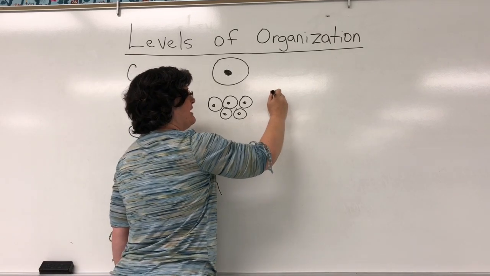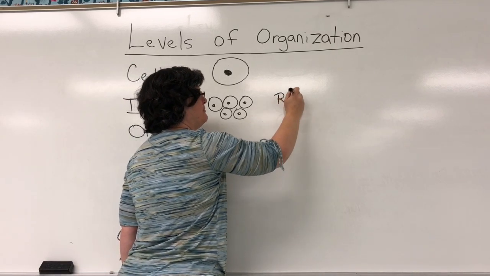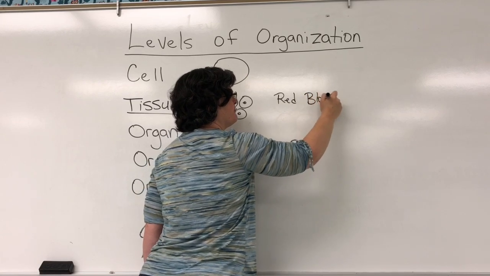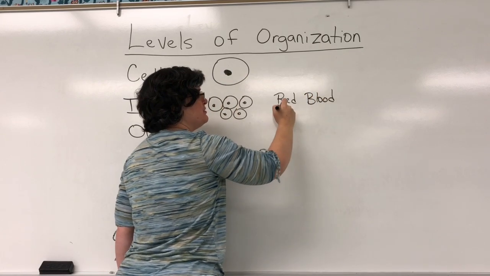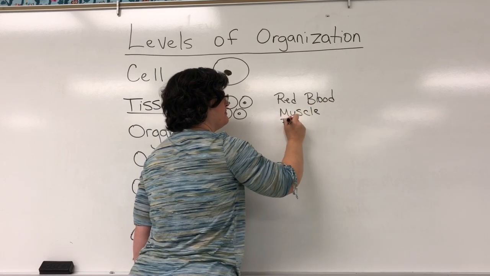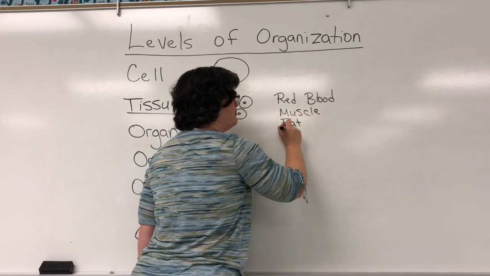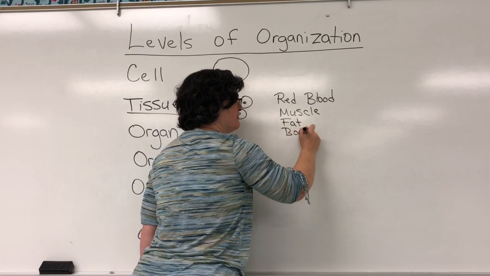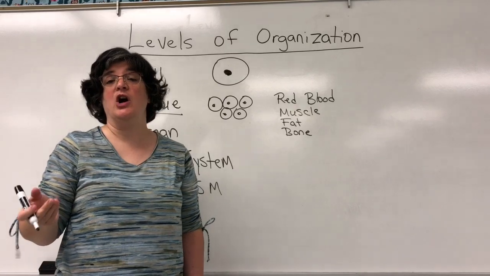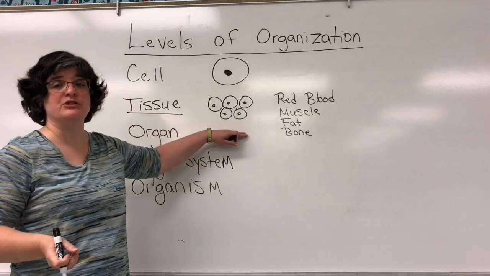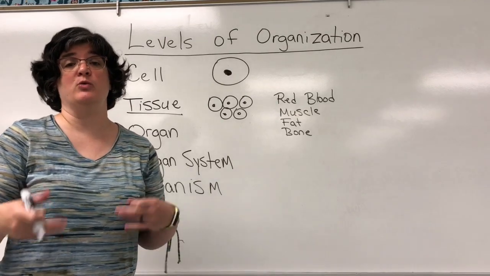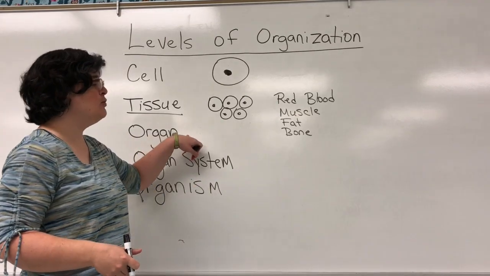So examples, we have like a group of red blood cells, or muscle tissue, or fat, or bone tissue. Right? So red blood cells, muscle, fat, bone are all examples of tissue. Now if you have groups of tissues that work together, that's called an organ.